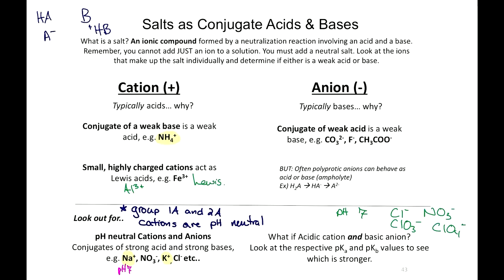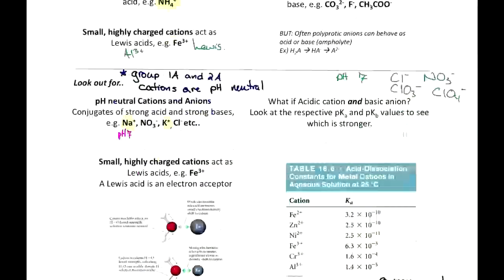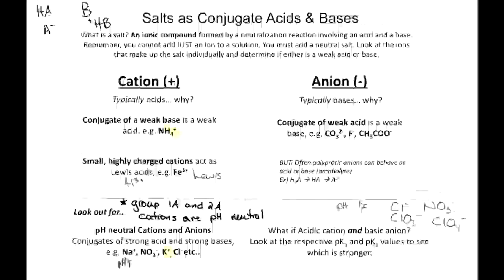So do you see that relationship there? A strong acid has a really crappy base. It's so crappy that it's not even a base at all. It's pH neutral. Does that make sense? Okay, all right. So are we going to practice it on the next slide? Nope, not yet. So let me explain why.